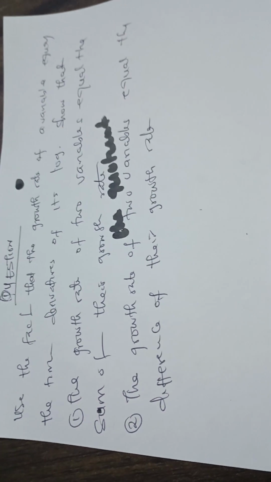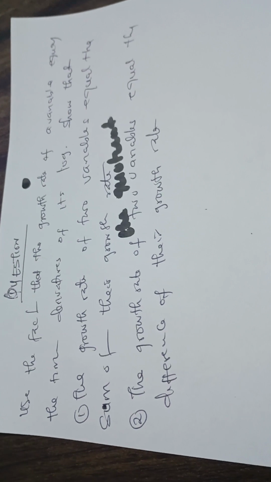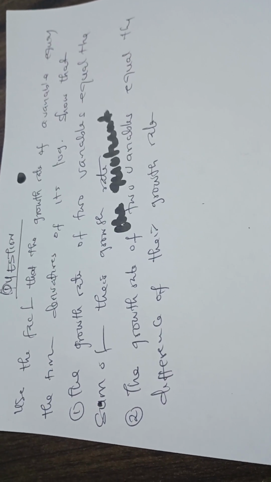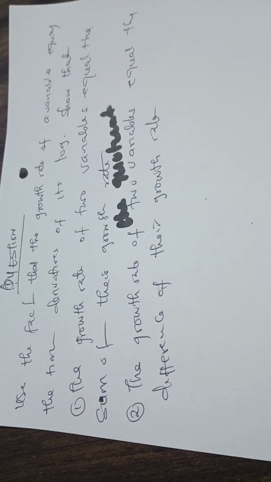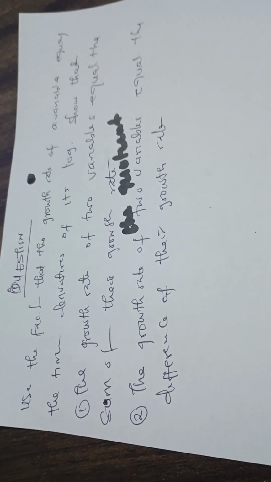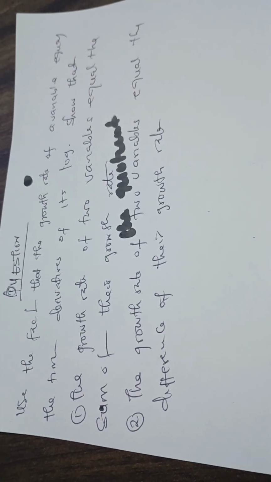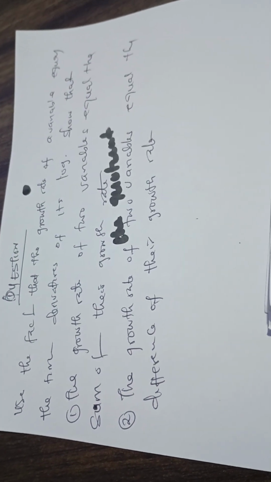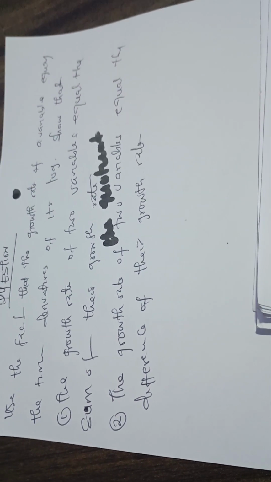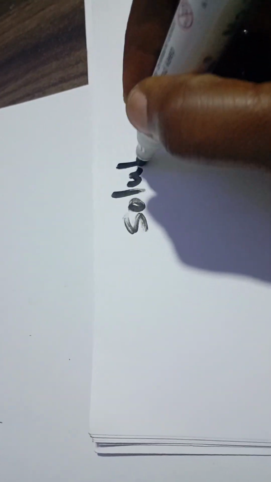So we're asked to use the fact that the growth rate of a variable equals the time derivative of its log. Show that number one, the growth rate of the product of two variables equals the sum of their growth rates. So that has been done. Please locate the video. And then number two, we are asked to show that the growth rate of the quotient of two variables equals the difference of their growth rates. So we are going to solve number two today, and there is a third part which I will drop later on.